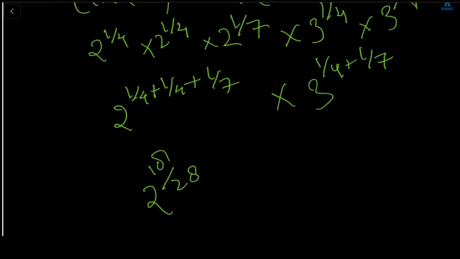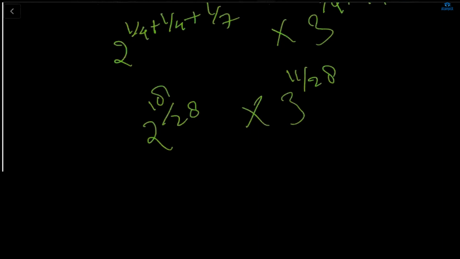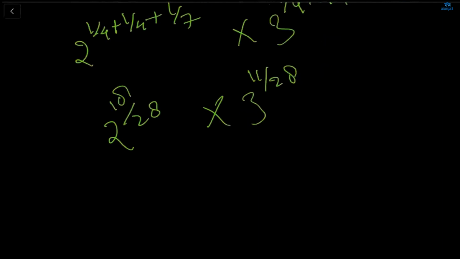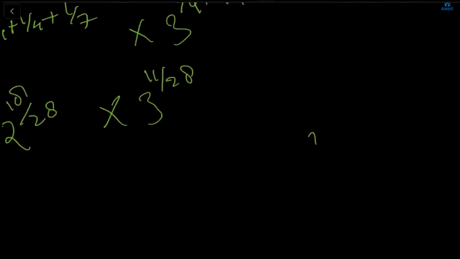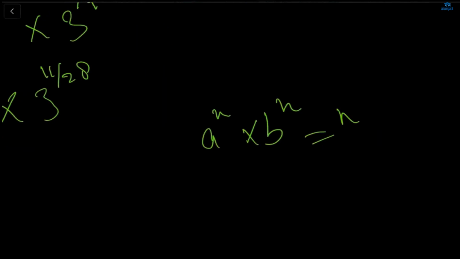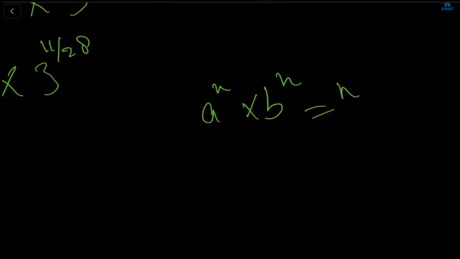18 by 28, 3, 11 by 28. Okay, yeah, 11 by 28. So now you can write it as, see, the base is different, but the power is same. Like a to the power n multiplied by b to the power n can be written as (ab) to the power n. No, I was talking about this formula.